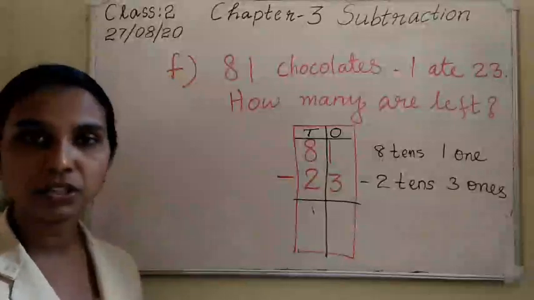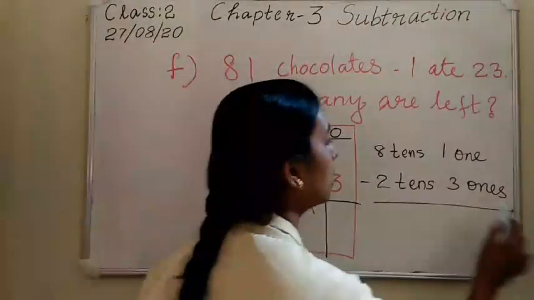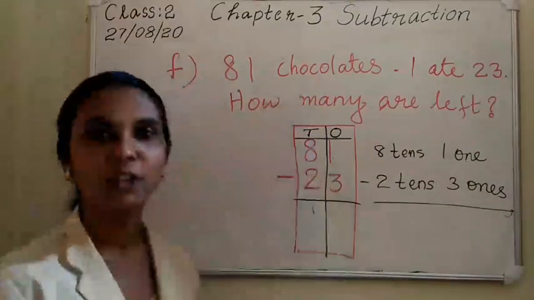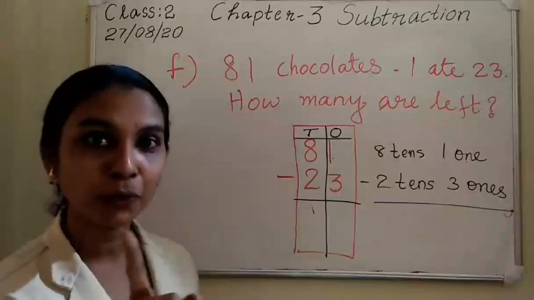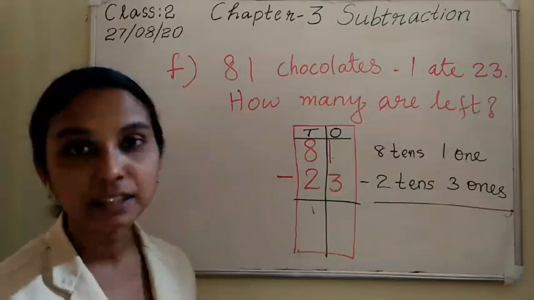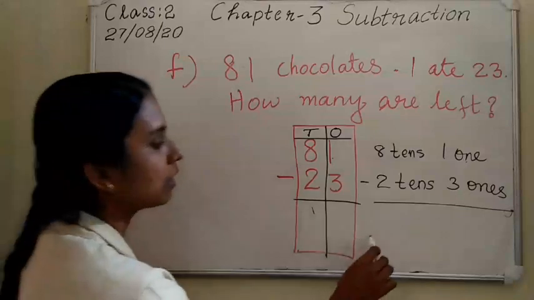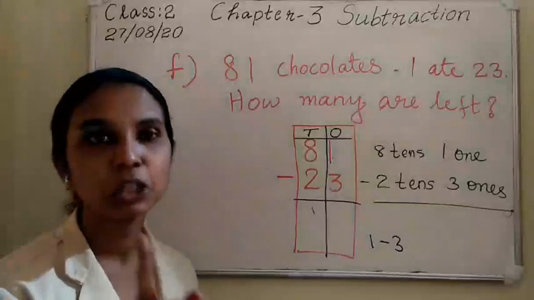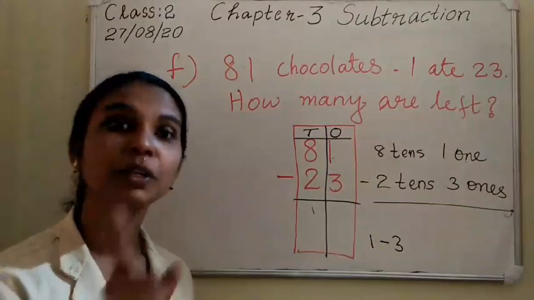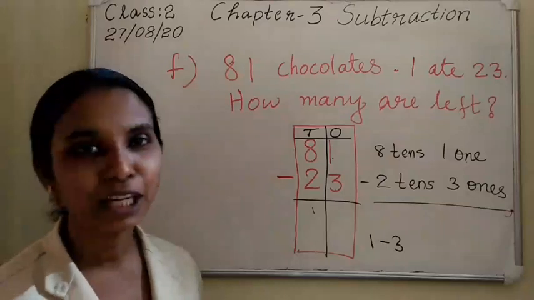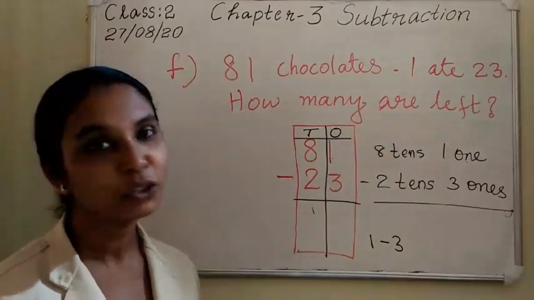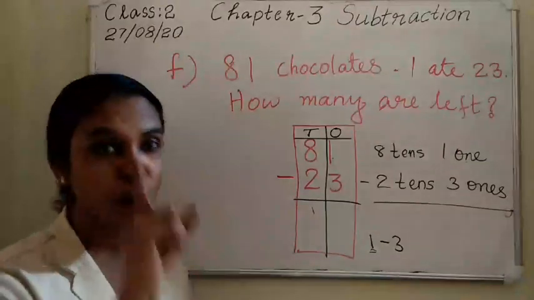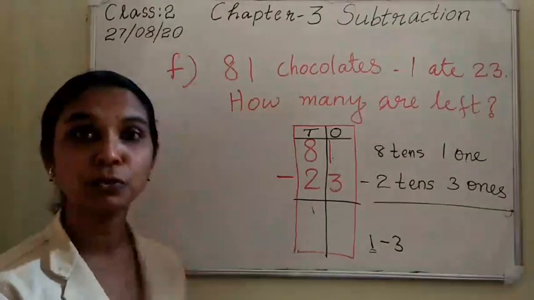How do you subtract? Let us check. See, there is 1 one. 1 minus 3. You have only 1 chocolate. Your brother asks you, give 3. Can you give 3 to him? Is it possible? No. 1 is not enough to give 3.